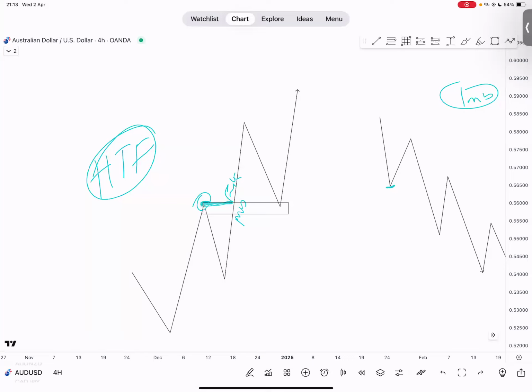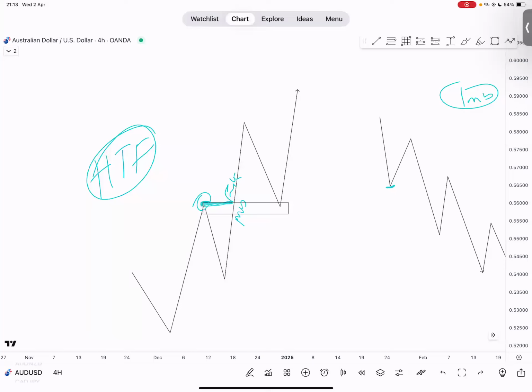I'm going to drop the hierarchy of PDRAs after this class so you guys can take a look at it, right? Mitigation blocks are what? They are up there. They have very, very good win rates. But strictly, like I said, must be what? Must be on the higher time frame.